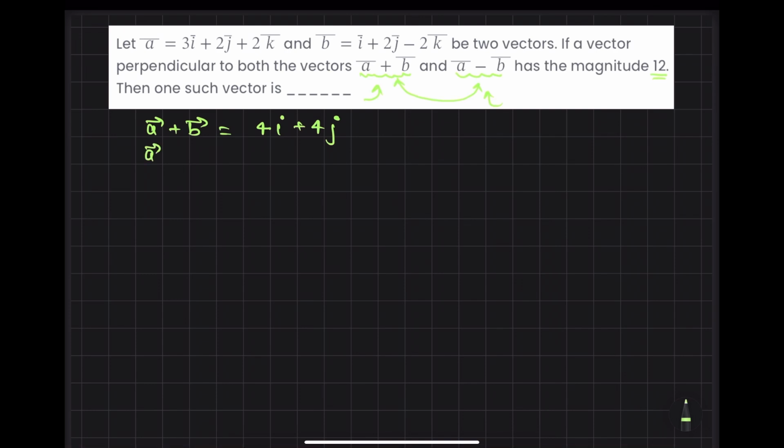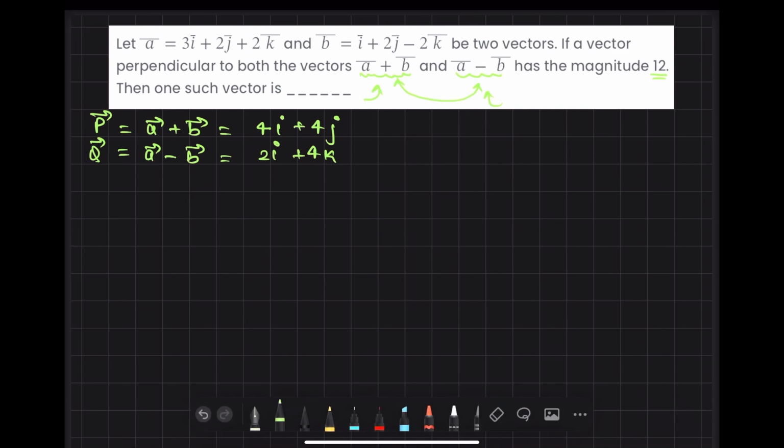Then we have vector A minus vector B. So A minus vector B means what? I with I, j with j and k with k. So 3 minus 1i is 2i. Then 0 and then it is 4k. So suppose that this is a vector P, this is a vector Q.